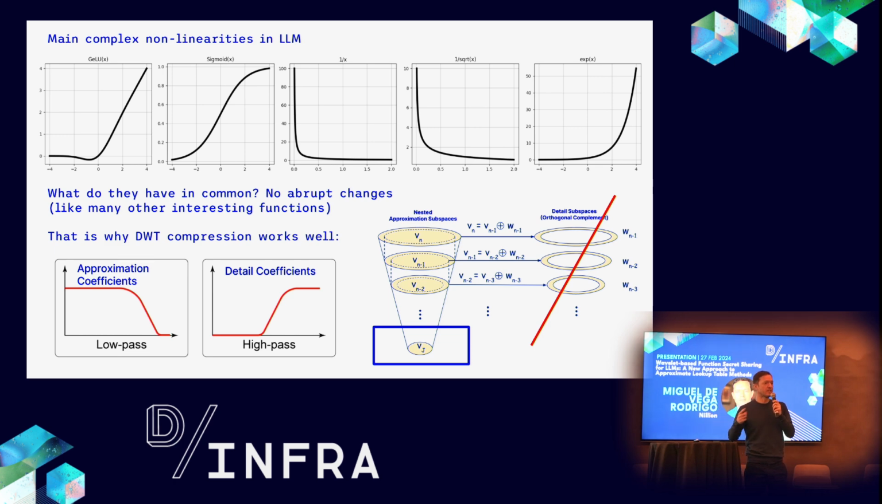And the approximation coefficients act as low-pass filters, meaning they're going to capture that information which is smooth. Whereas the detail coefficients are going to capture the high frequencies which are non-existent in those signals. So they're going to be 0 or close to 0 anyway, and we can just forget about them and work with the approximation at level J.